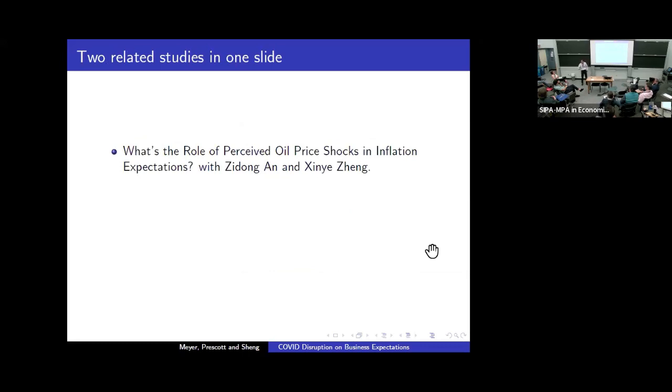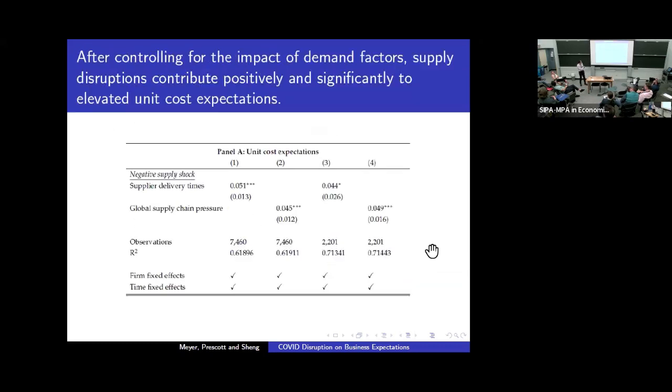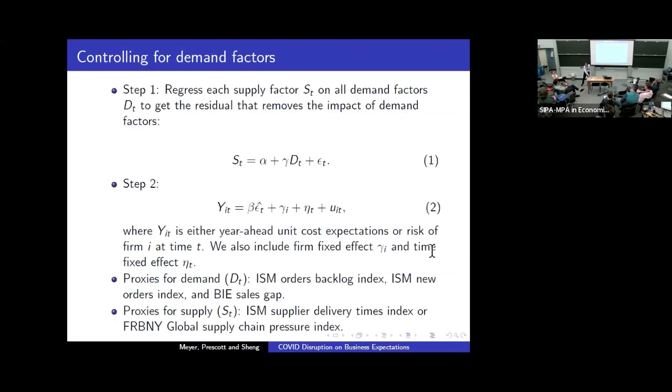Quick question, can you go back to your two-stage regression? Are you accounting for that residual being a generated regressor, the epsilon hat, or no? Yeah. Okay. So those standard errors in the next tables have controls associated with epsilon hat? Yeah. Okay.